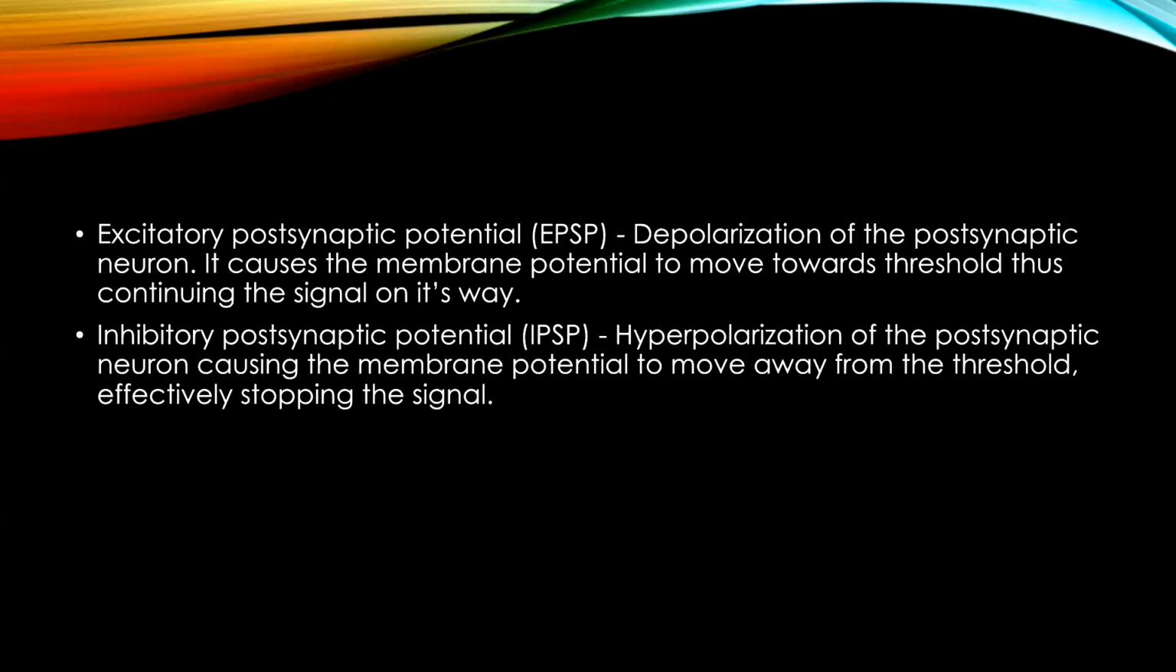Excitatory postsynaptic potential, or EPSP, is depolarization of the postsynaptic neuron. It causes the membrane potential to move towards threshold, thus continuing the signal on its way. Inhibitory postsynaptic potential, or IPSP, is hyperpolarization of the postsynaptic neuron, causing the membrane potential to move away from the threshold, effectively stopping the signal.